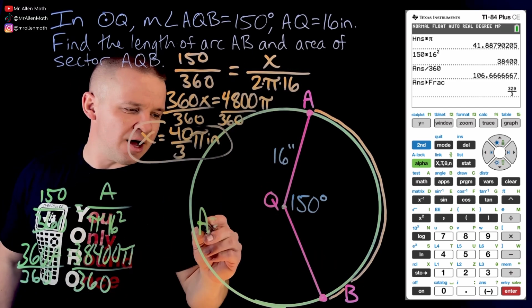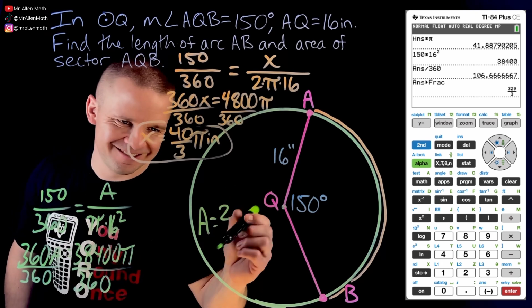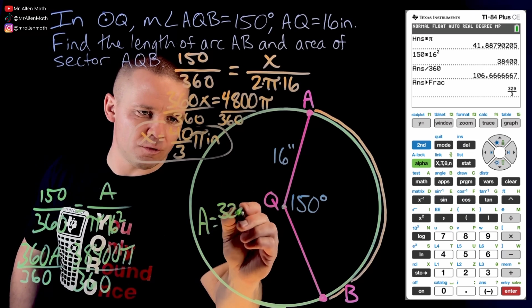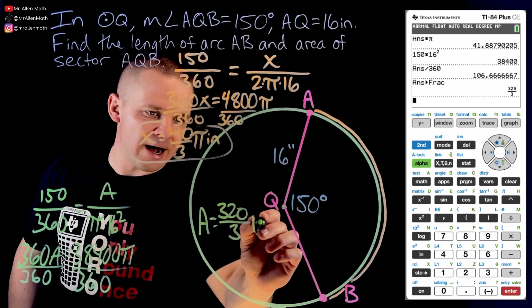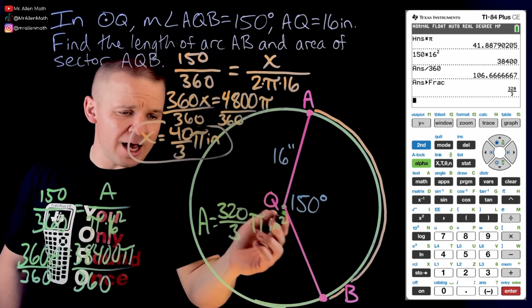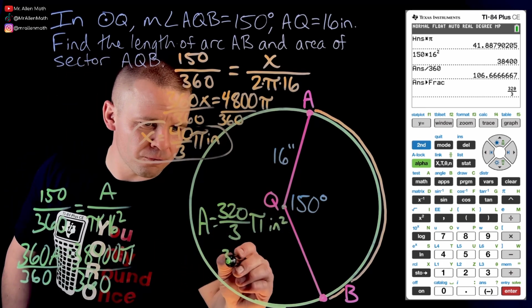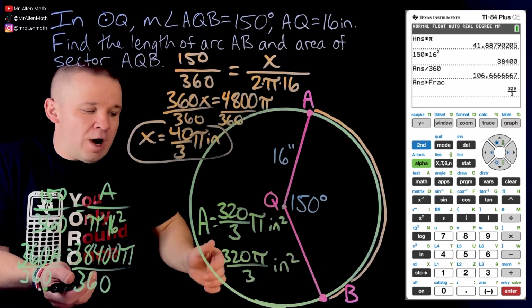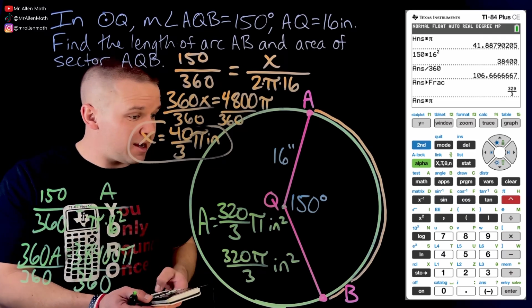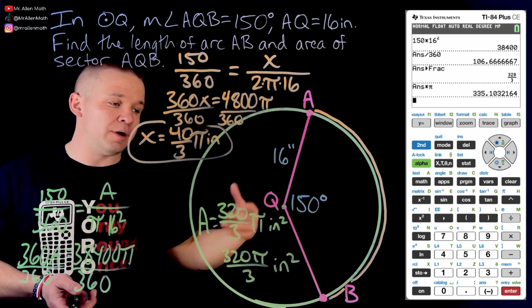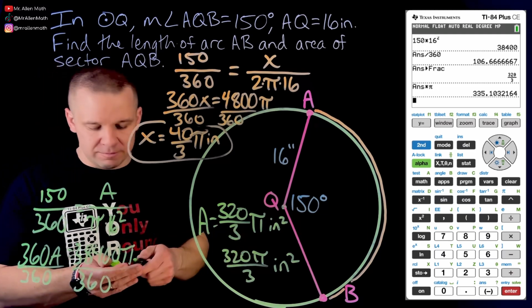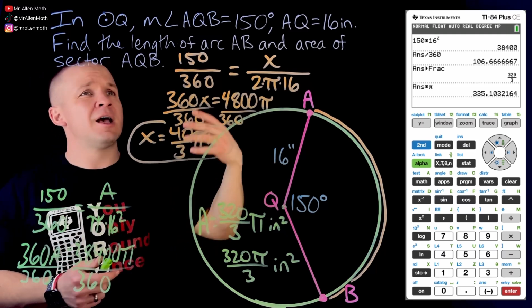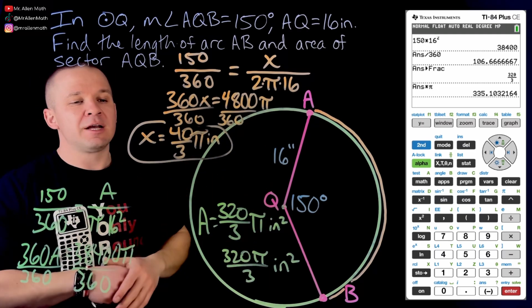Area equals 320 over 3 pi inches squared. And again, like I was saying earlier, you could write it as 320 pi over 3 inches squared. If you wanted the decimal equivalent, you would just multiply it out by pi, hit enter, and you get 335.10-ish inches squared. But generally speaking, when we're doing sector area and arc length, everything's left in terms of pi. Keeps it a little bit neater.